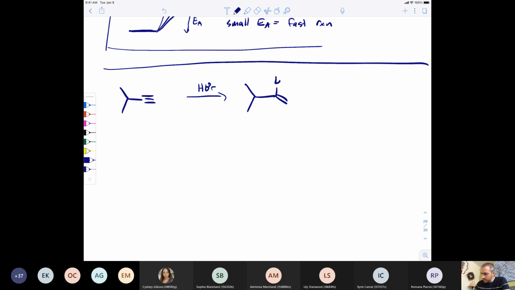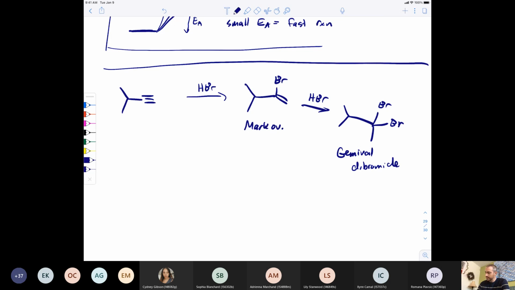Then there's differentiation now. This is Markovnikov. And you could add 2 units of it. The first unit reacts quickly. The second unit reacts more slowly. You can make molecules like this, which would be a geminal dibromide. Geminal means both of the attached bromines are on the same carbon.